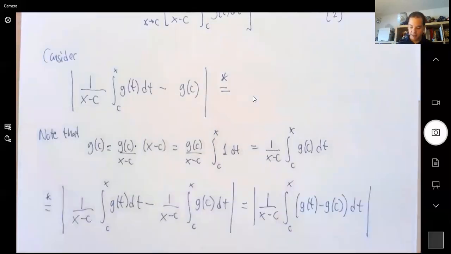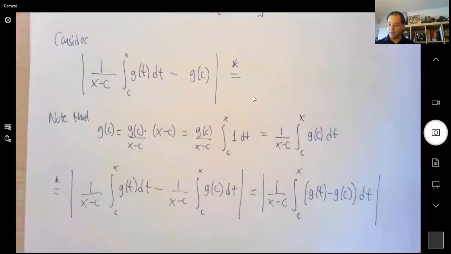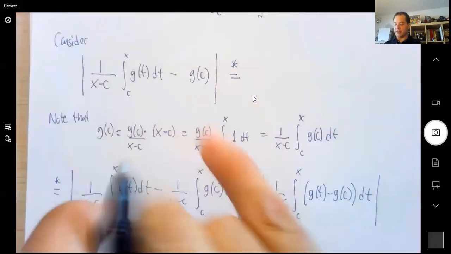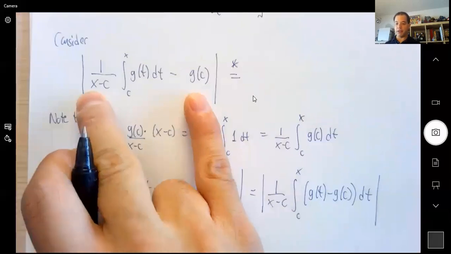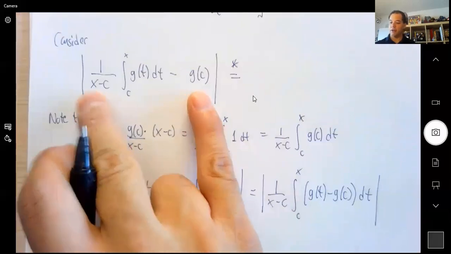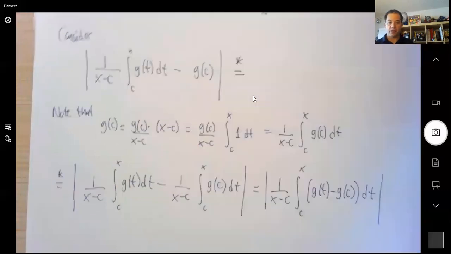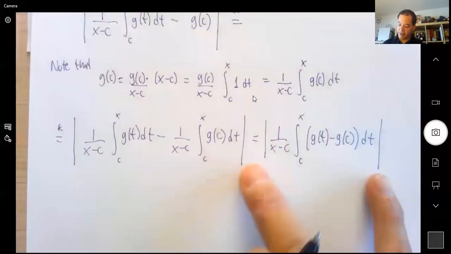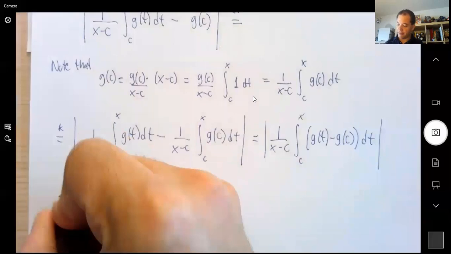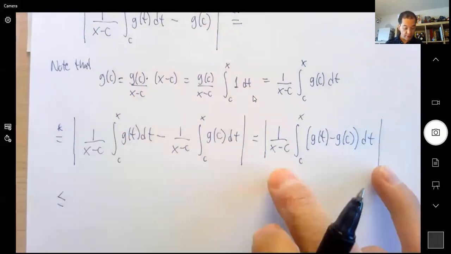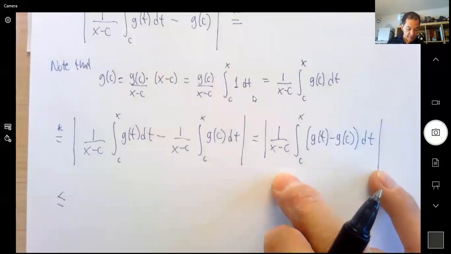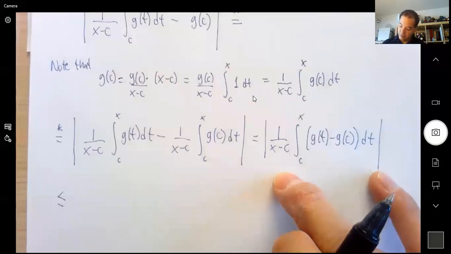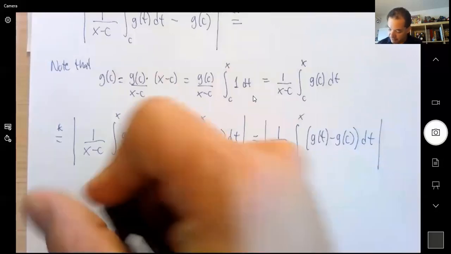One big integral. Now remember, my goal is to make this as small as possible when x gets close to c. We want to show that this limit will be zero. So to do that, I want to make this tiny. Now I'm going to use the triangle inequality that we learned last time. So this will be the same as, by the triangle inequality, 1 over x minus c.